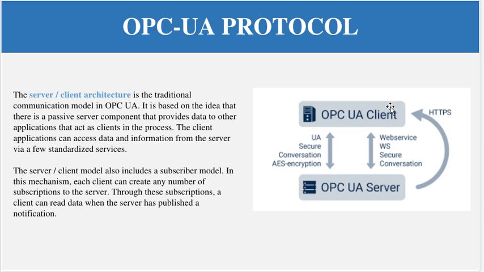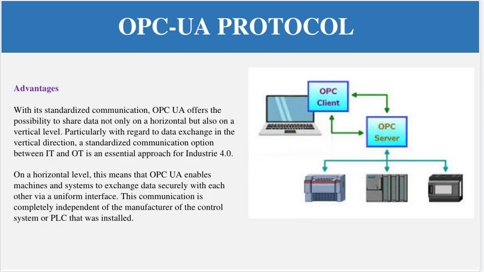Okay. Similarly, it can also use web services secure conversation. Web service conversation is also secure, and it can also use the HTTPS protocol as well. So the UA protocol is based on the client-server architecture, and the communication between the server and the client is encrypted. So that is why it is a very secure protocol nowadays, and we can say the number one protocol nowadays for data transferring, because it is using encryption to transfer data between the client and the server.